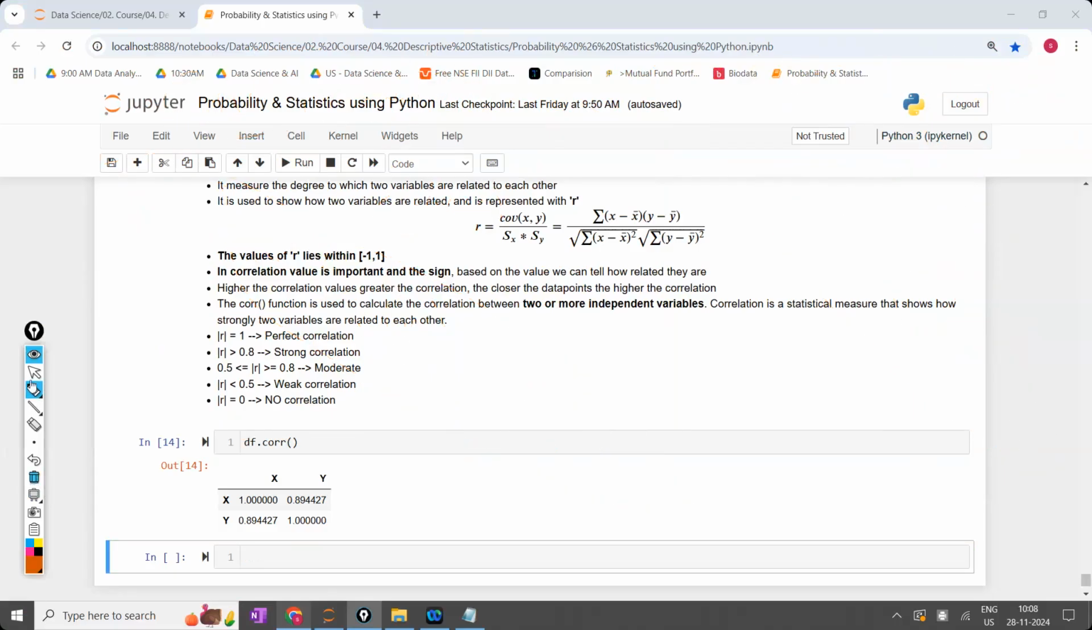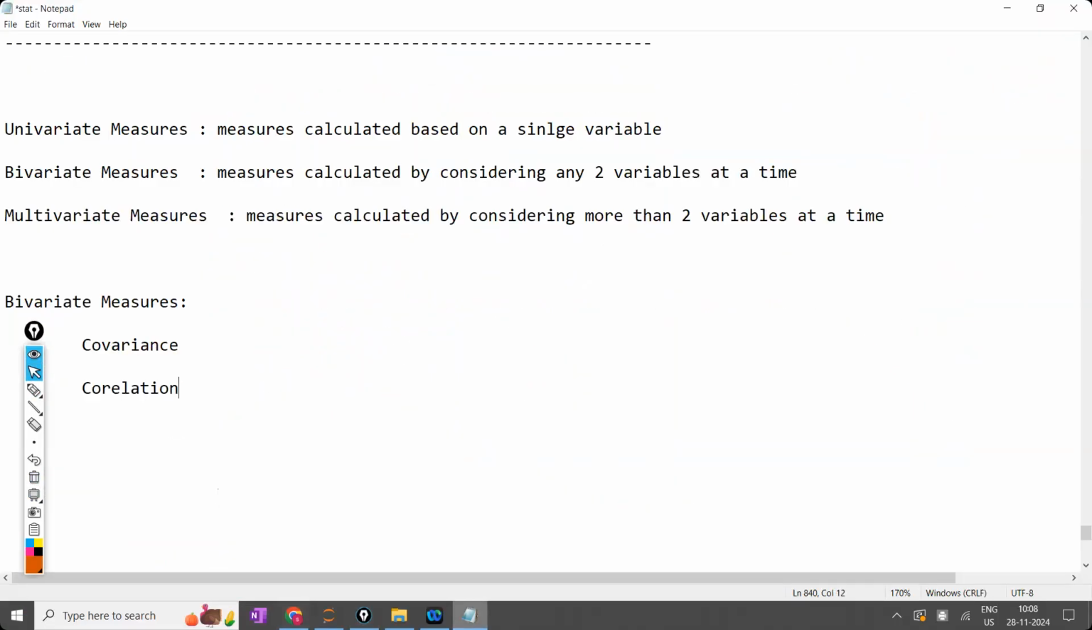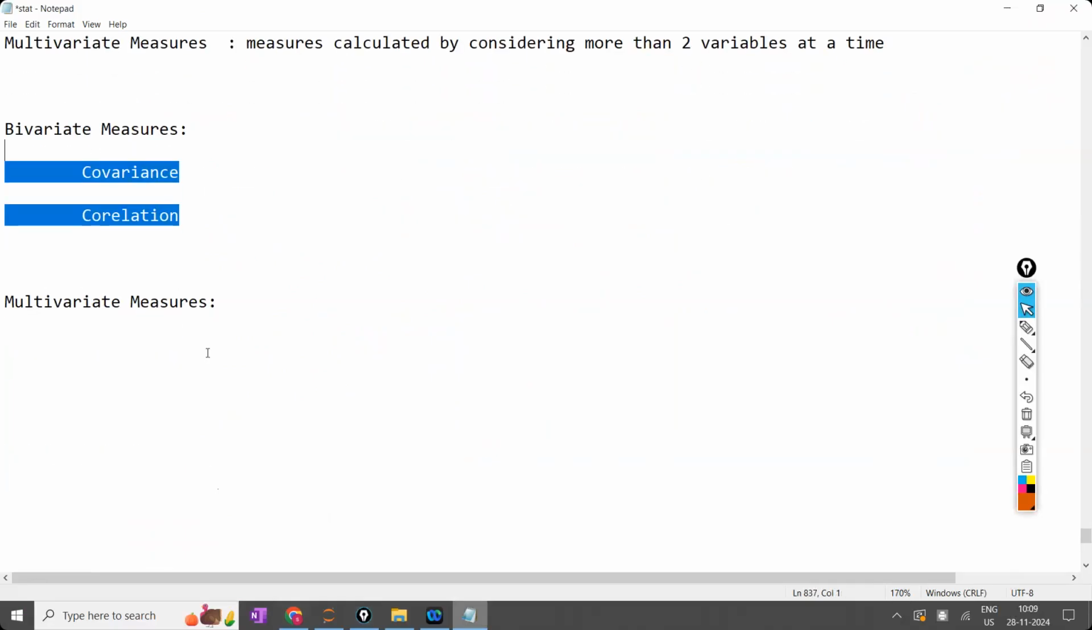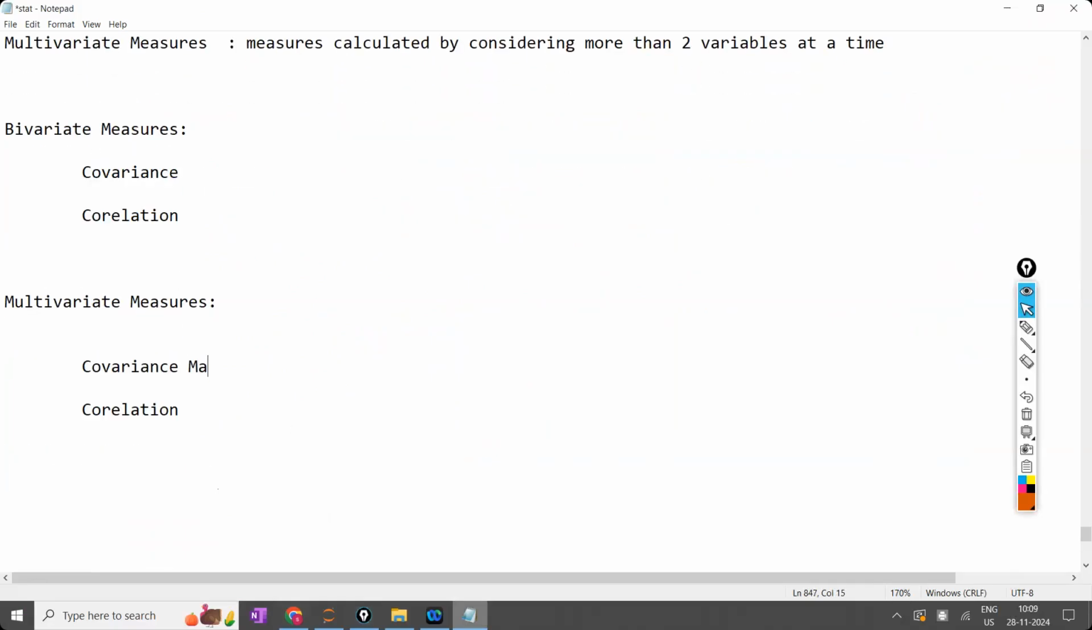Now coming to the next one, bivariate measures completed. Now multivariate measures. What is meant by multivariate measures? There is nothing like multivariate measures. We have the same thing, covariance and correlation only, but in terms of matrix. At a time, we can't consider 3 variables and apply any kind of measure on that. So always we have to consider two columns and apply the measure on that, which is the covariance matrix and correlation matrix.